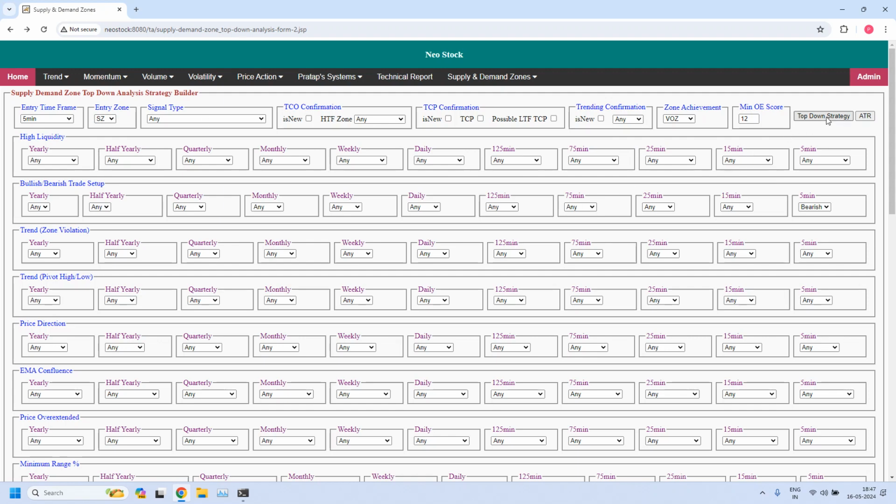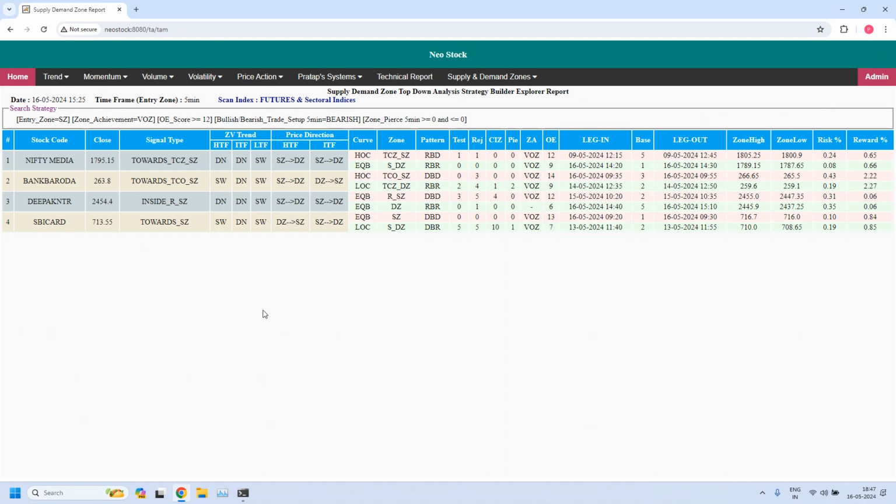Now let me generate the report. So 4 stocks are filtered. These 4 stocks are supporting bearish trade setup for hourly income trade. So this is about bullish and bearish trade setups for daily income trade and hourly income trade.